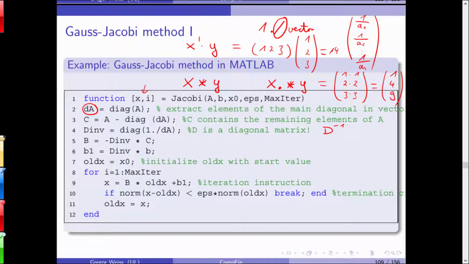And then we have to initialize the vector x. x equals x0. This is the starting vector. Then we have a loop starting from 1 to the maximum number of iterations. x is B times the old vector plus B1.